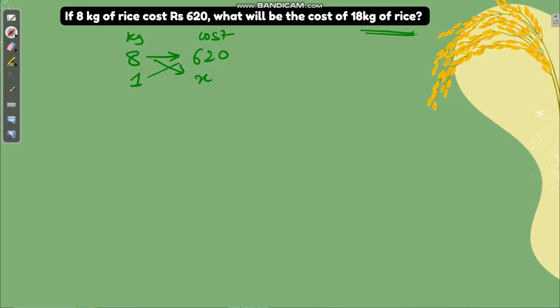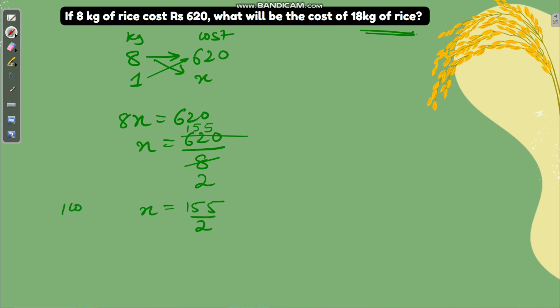We just cross multiply this. So 8x is equal to 620. So x is equal to 620 upon 8. Okay, it clearly mentions, see, 8 kg is 620 rupees. Let's find the cost of 1 kg and then let's multiply by 18. So can we divide over here? Okay, let's divide by 4. 4 ones are 4, 4 twos are 8, 4 fives are 20. So right now we are getting the cost of 1 kg as 155 upon 2.